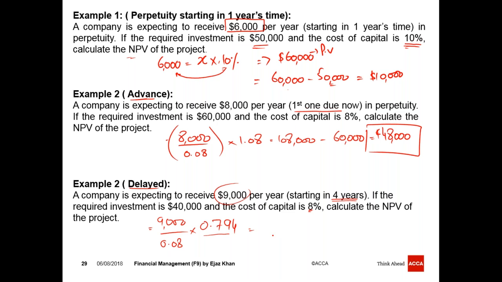So what's the answer? 89306, and the initial investment is 40,000. So the net present value will be 49306. It's 89235. It won't make that difference. It's almost the same value, you know. 89305 or it's 89325. That's not a big difference.